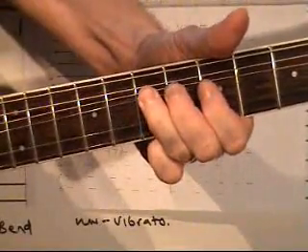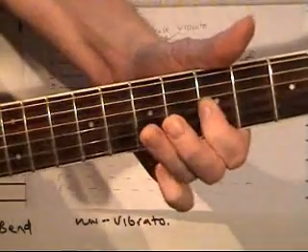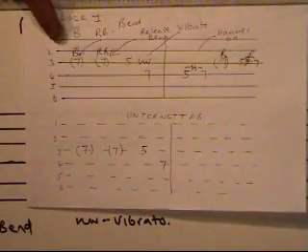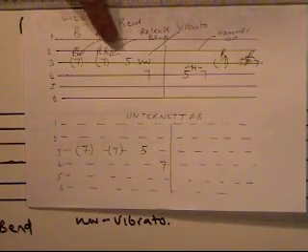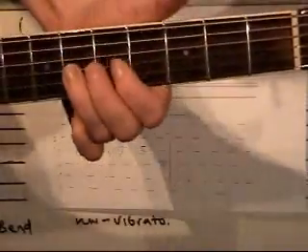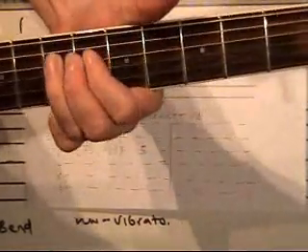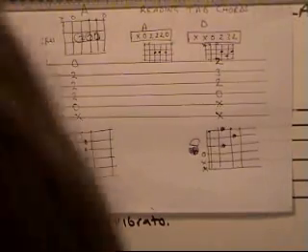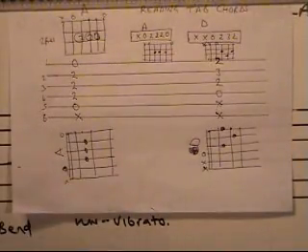So 7 bend, return bend, 5 and 7. Get your guitars out and check it out. 7 bend, return bend, 5, 7. Okay guys, write all this stuff out if you need to, and pause and rewind, check it out.